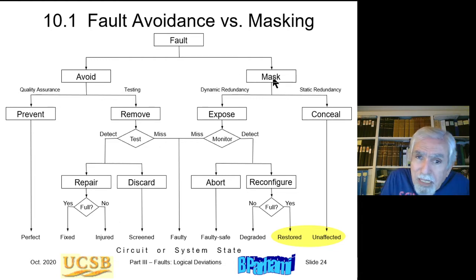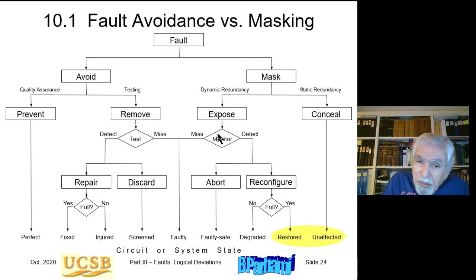On the other side, masking, we can use dynamic redundancy or static redundancy. If you use static redundancy, the fault is concealed so that it's there, but we don't see it. We don't see the effect of fault, and therefore the system operation is unaffected. See, this is the symmetric counterpart of this prevention on the other side. On the other hand, we may expose the fault rather than conceal it through monitoring.